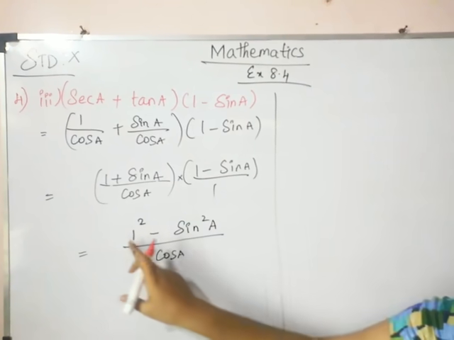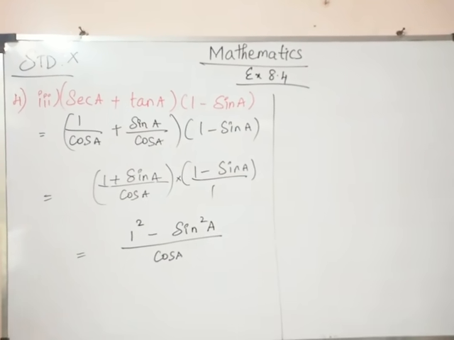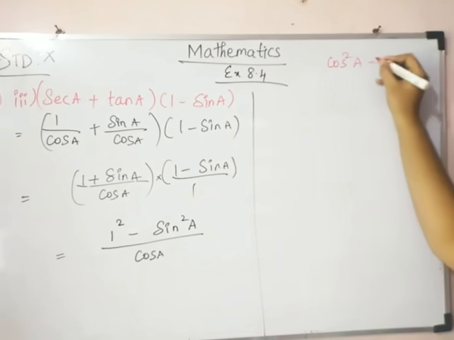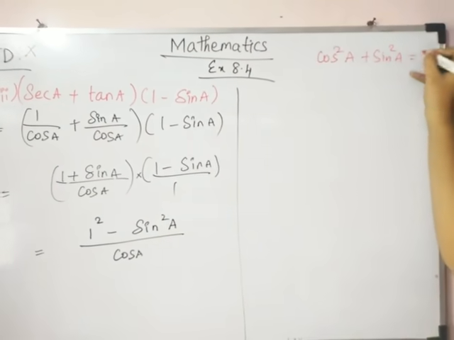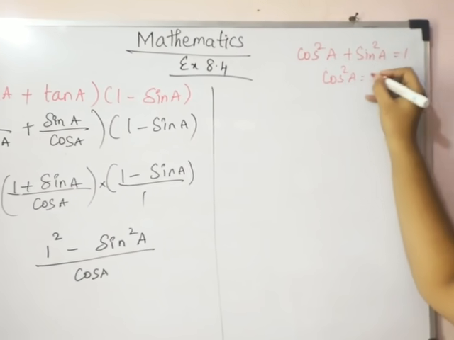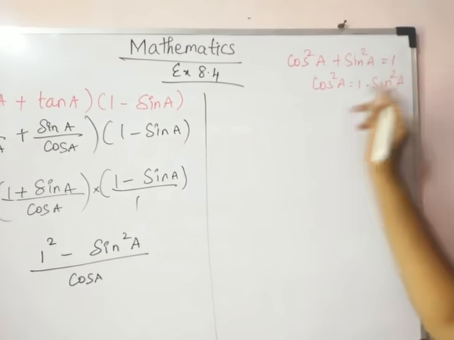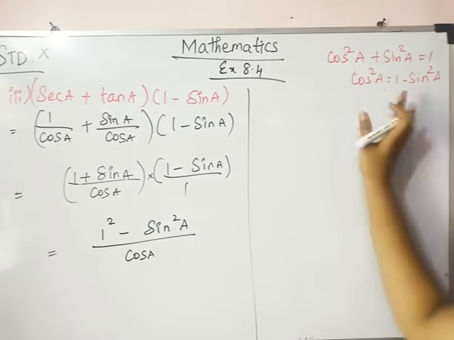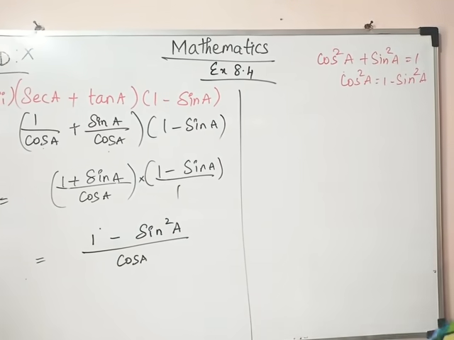So what is the value of 1 square minus sin square A? From the identity, can we derive cos square A plus sin square A is equal to 1? So cos square A is equal to 1 minus sin square A, isn't it? So can we replace this 1 minus sin square A by cos square A? 1 square is nothing but 1, isn't it?